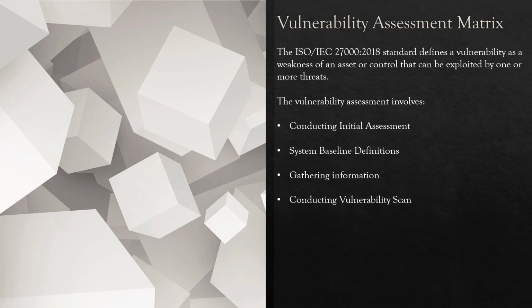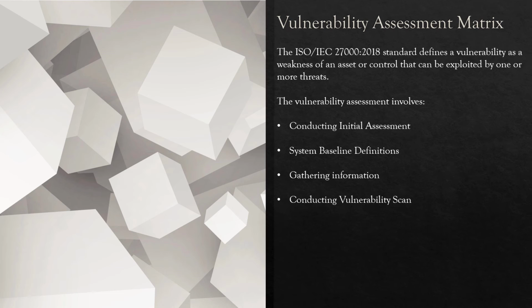Vulnerability Assessment Matrix. The ISO IEC 27000-2018 standard defines a vulnerability as a weakness of an asset or control that can be exploited by one or more threats. The vulnerability assessment involves conducting initial assessments, system baseline definitions, gathering information, conducting vulnerability scans. Now to take a deeper look at each one of these.